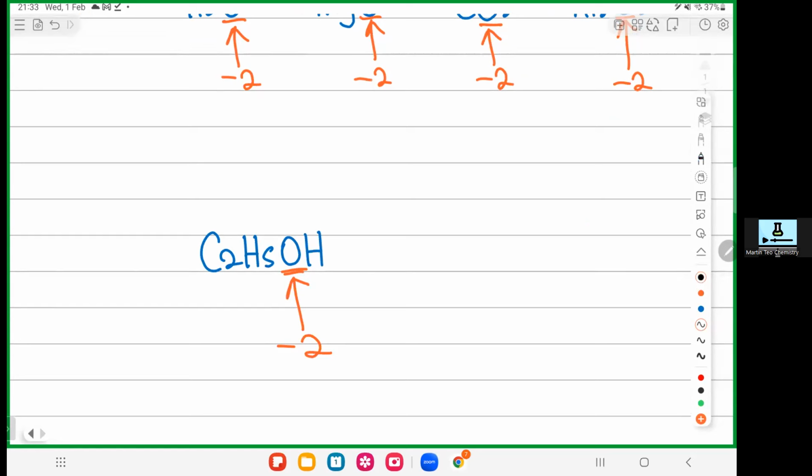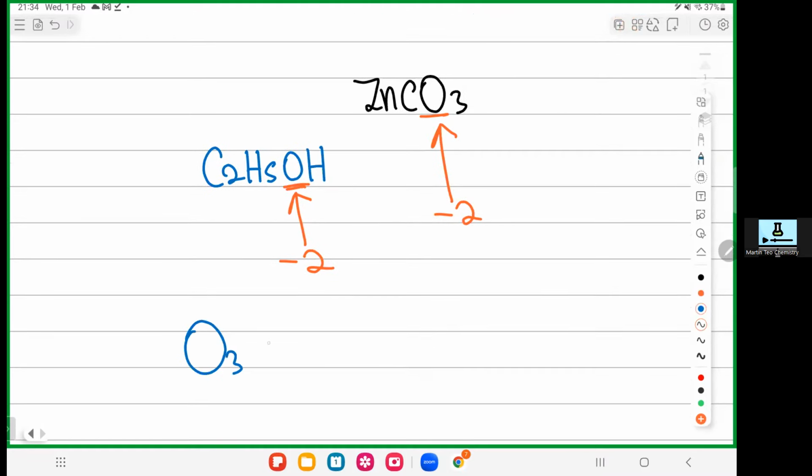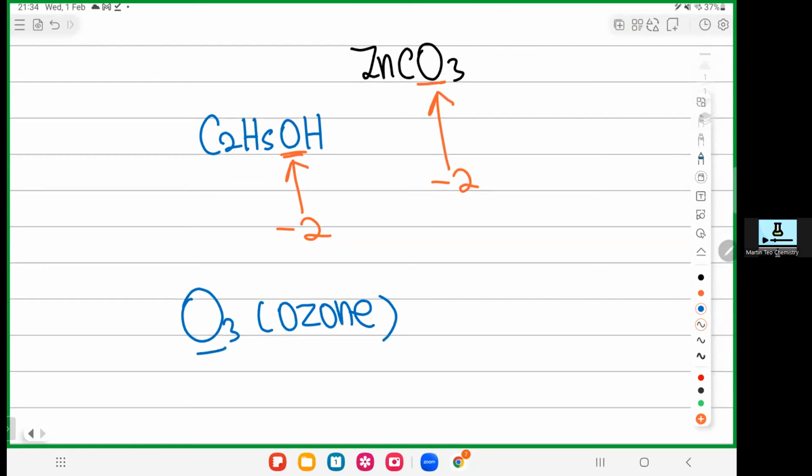Let's say another one. Zinc carbonate. Wow, we have 3 oxygen here. What is the oxidation number for this oxygen? Very good, -2. What if I have this O3? O3 is called ozone. Not in the syllabus. But what if they ask you, what is the oxidation number for the O in O3? Fantastic, 0. Why? Because it only has O, only 1 species.